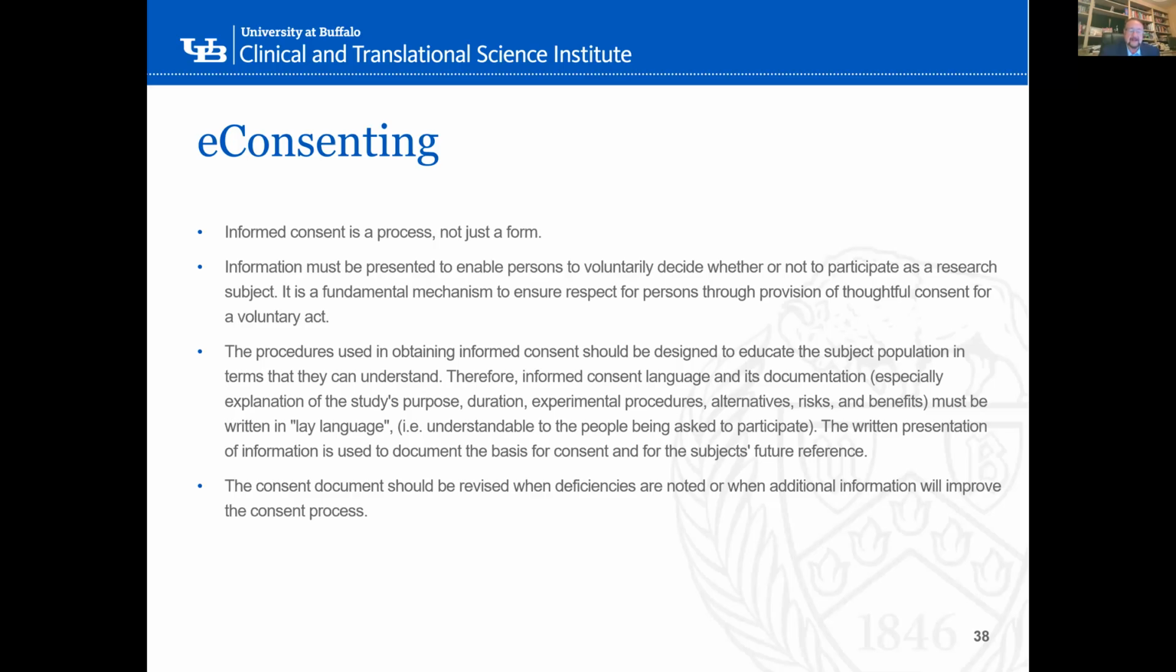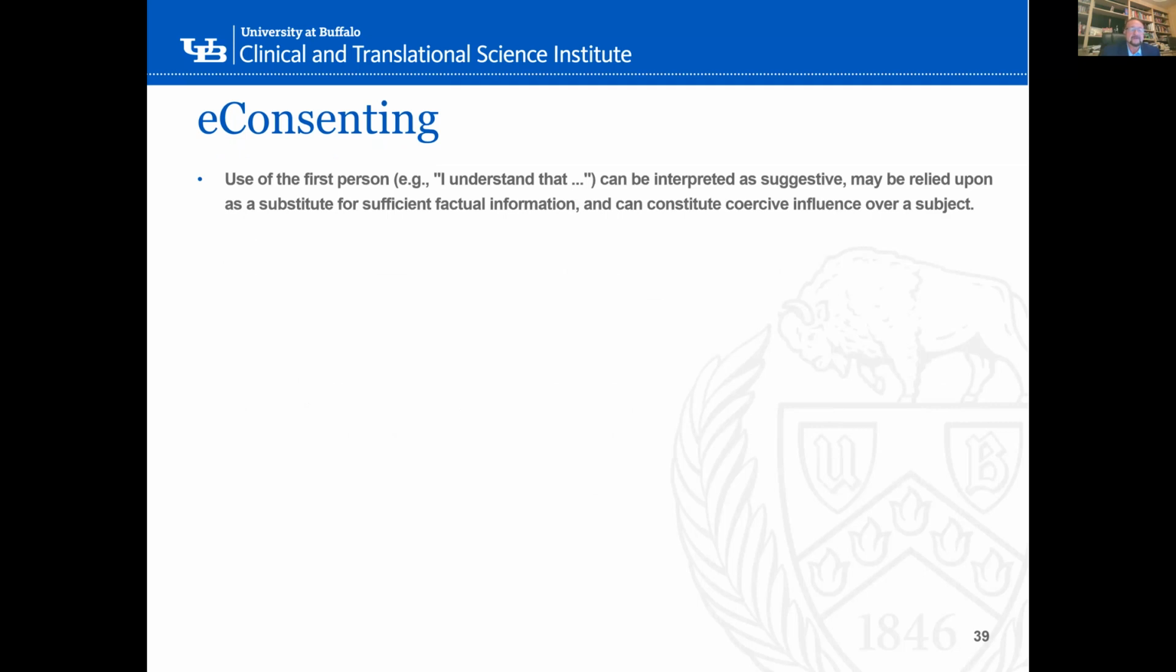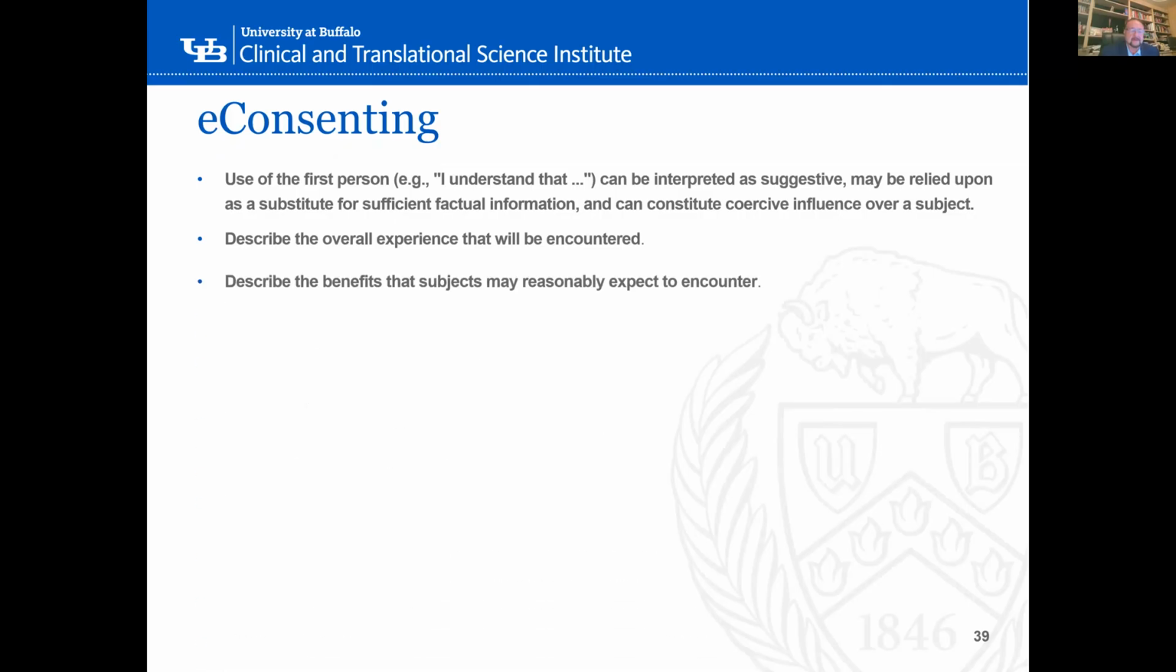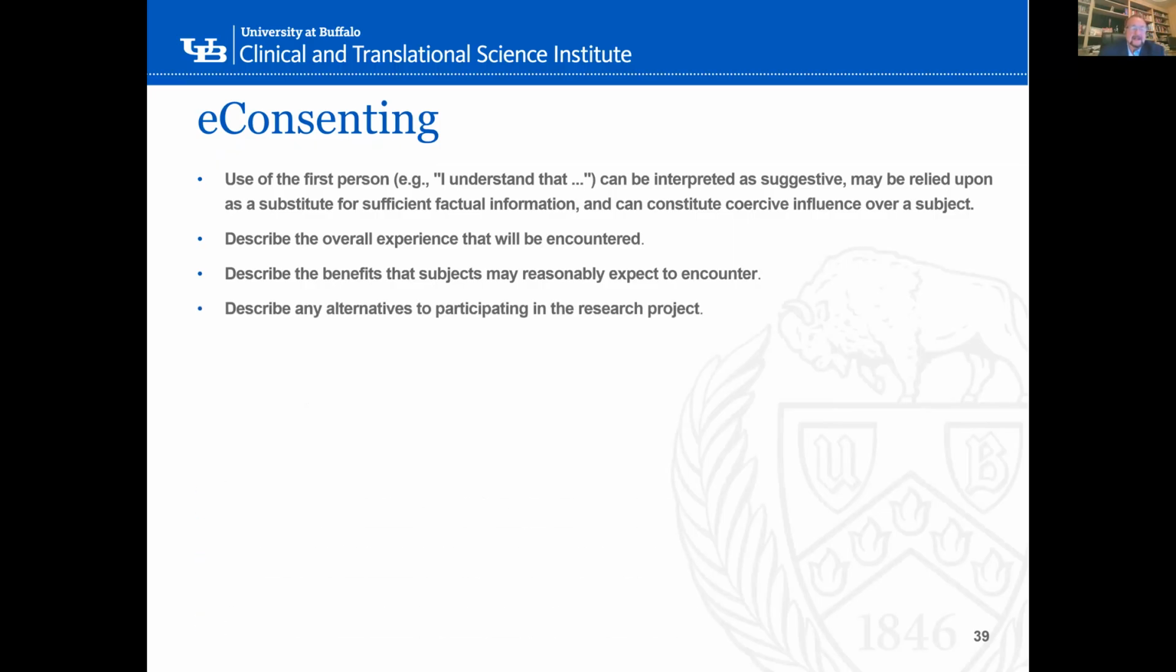The consent document should be revised when deficiencies are noted and when additional information would improve the consent process. Use of the first person, like "I understand that," can be interpreted as suggestive and may be relied upon as a substitute for sufficient factual information and can constitute a coercive influence over the subject. Describe the overall experience that will be encountered. Describe the benefits that the subject may reasonably be expected to encounter from participating in the study. Describe any alternatives to participation in the study or research project.